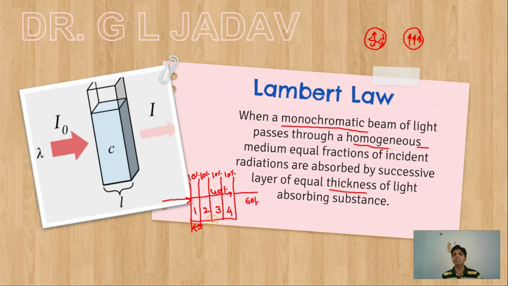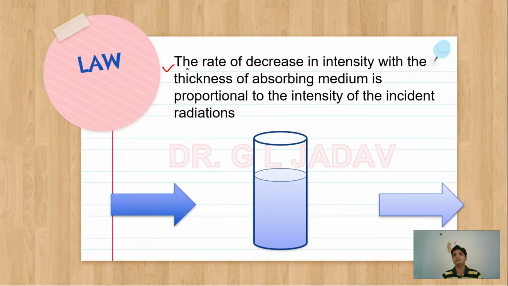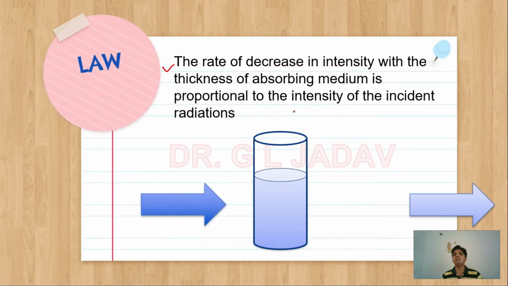So at each successive thickness, an equal amount of light is absorbed. So this law is based on thickness. Now the law states the rate of decrease in the intensity with thickness of the absorbing medium is proportional to the intensity of incident radiation.